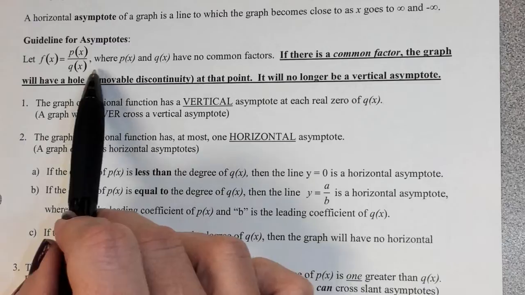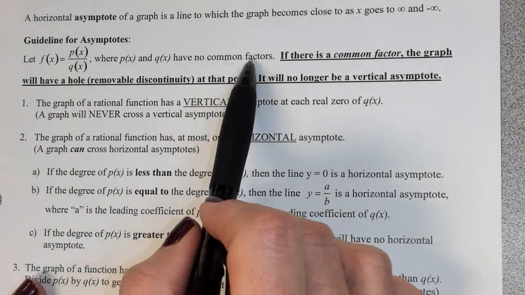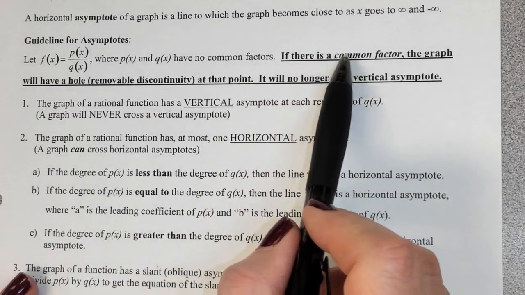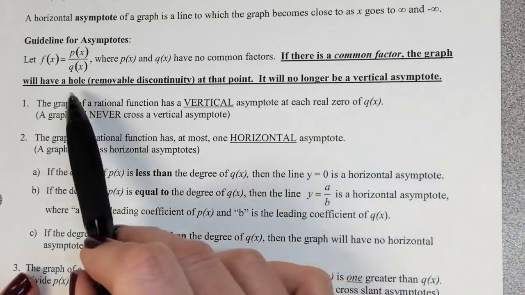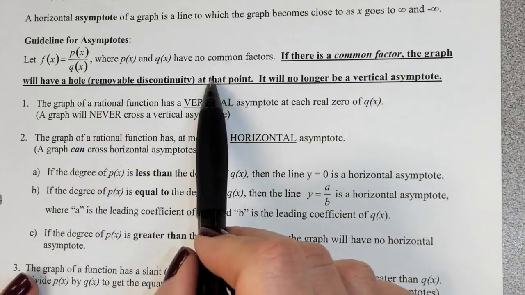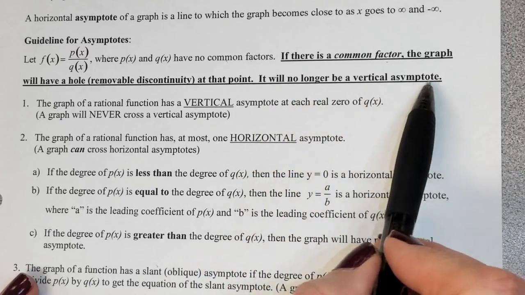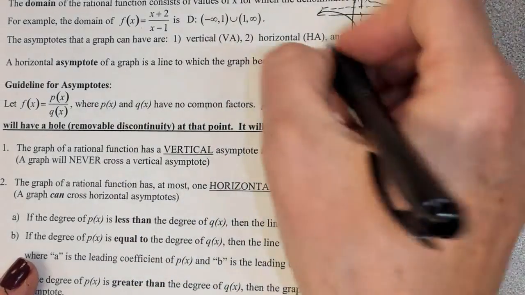All right, so now let's look at some guidelines for asymptotes. If we have this function and P of x and Q of x have no common factors, then all of this happens. But if they do have a common factor, this is important, this is a new concept as well, the graph will have a hole at that point. It will no longer be a vertical asymptote.